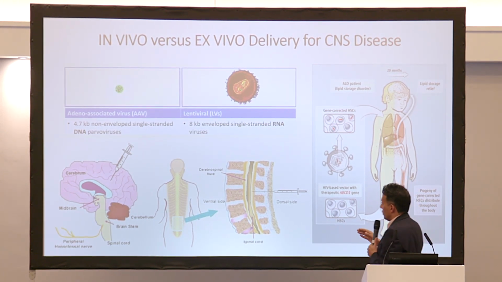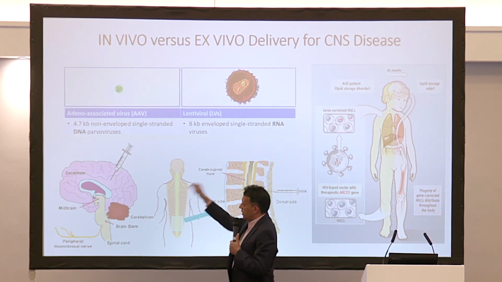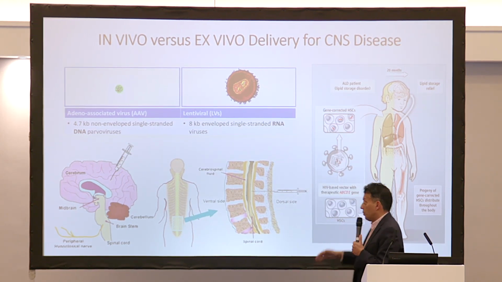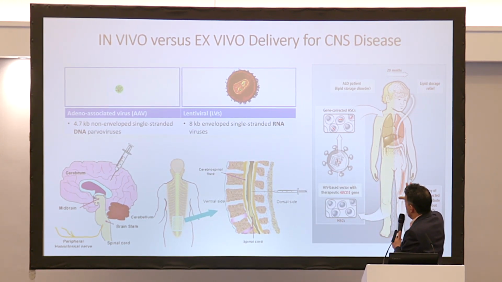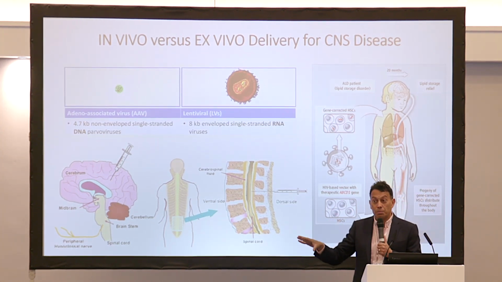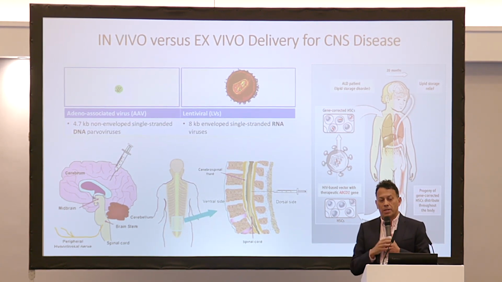And then there are, of course, also differences in delivery. With the AAV approach, you can deliver directly. You might be able to save time, as opposed to the ex vivo lentiviral approach, where you're delivering cells that have to first home to bone marrow and go from bone marrow to blood and from blood to brain. So that takes time.